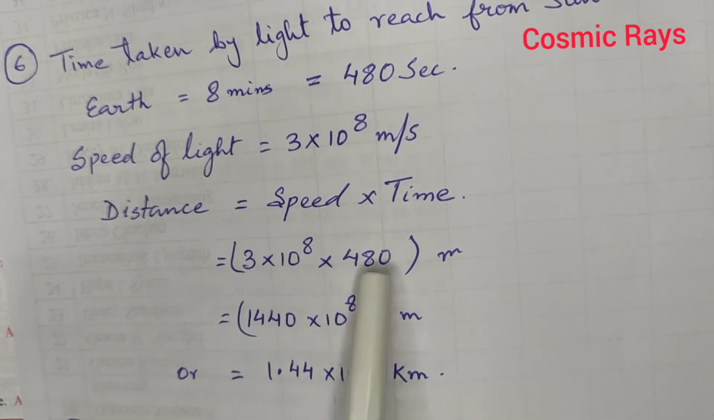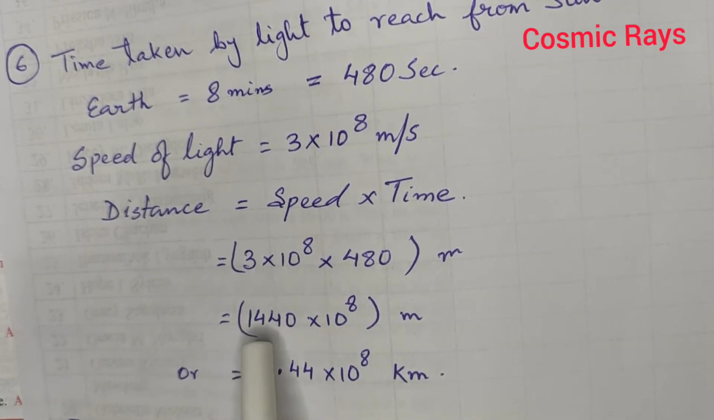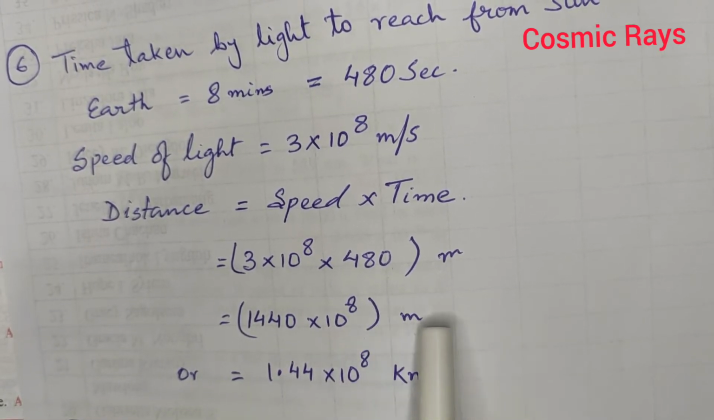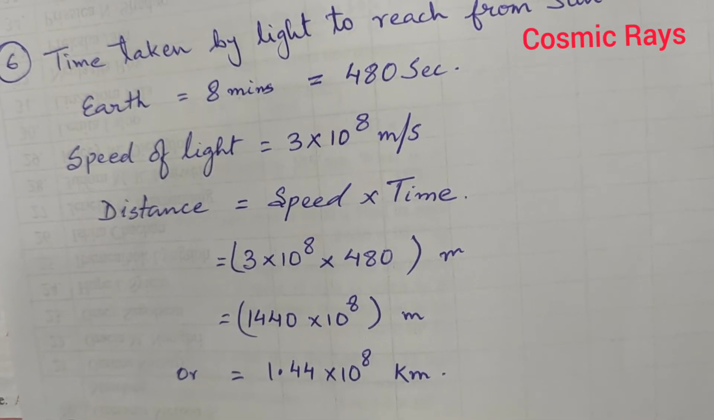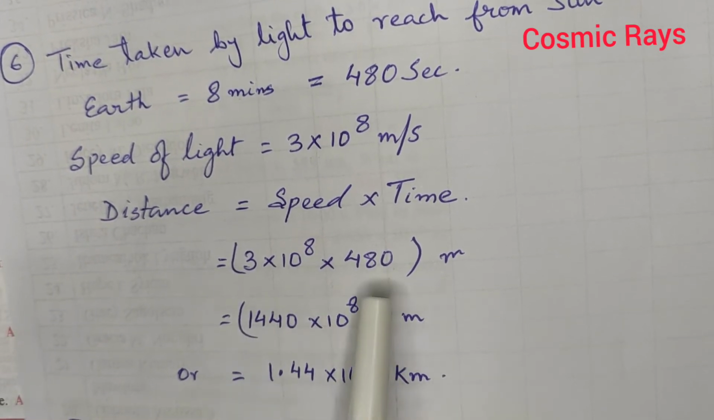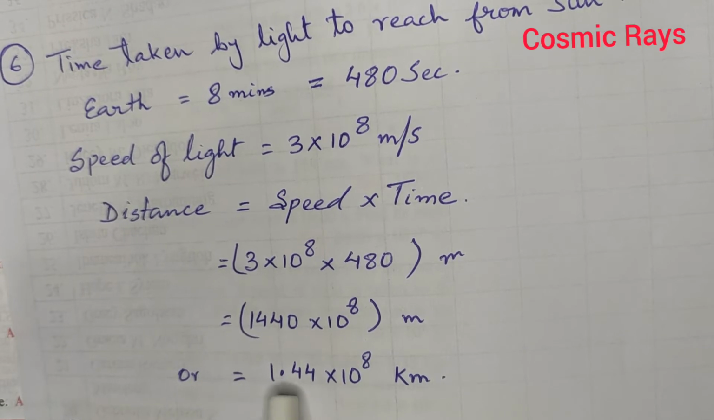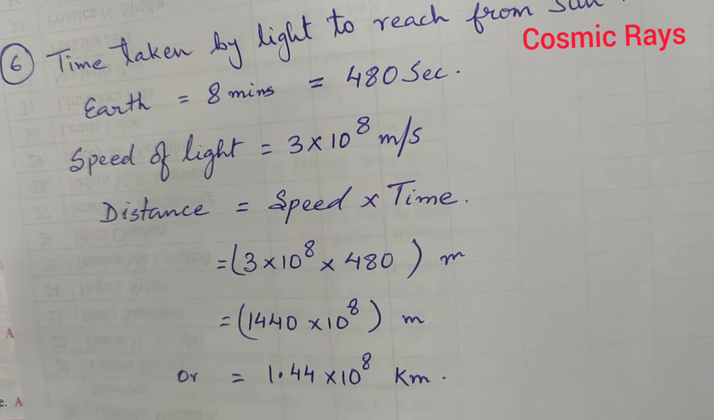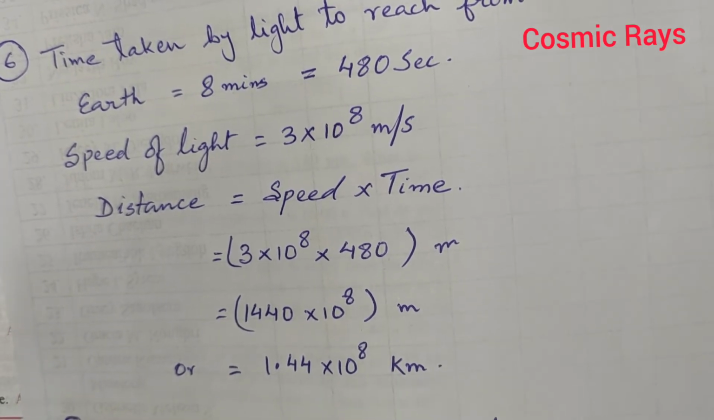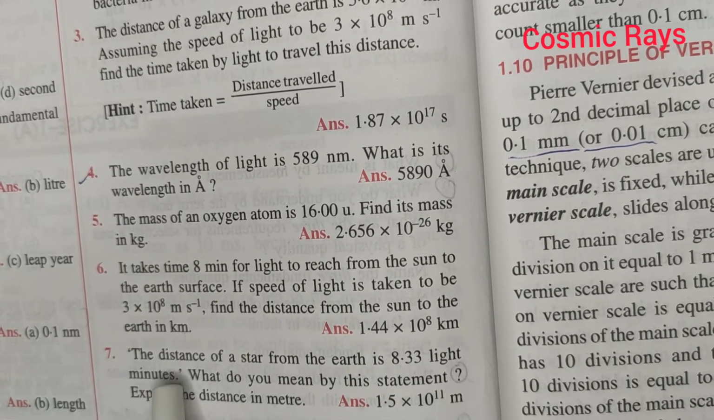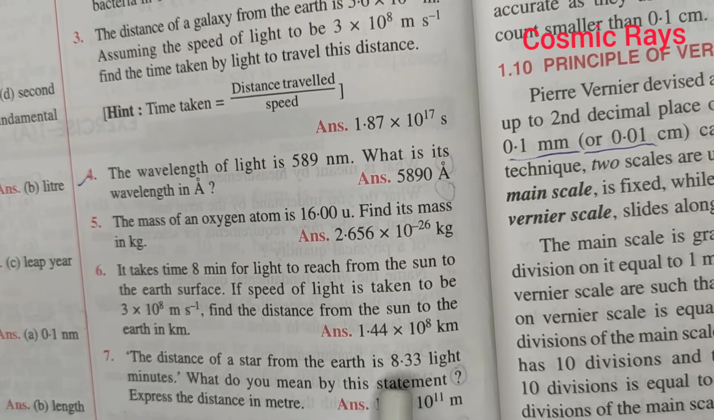Now when you multiply these two, 480 into 3, you get 1440, that is 1440 into 10 raised to the power 8 meters. Now when meter is converted into kilometers, we divide it by 1000. So here, if you divide this by 1000, this becomes 1.440, which we have written as 1.44 into 10 raised to the power 8 kilometers. This is the answer.